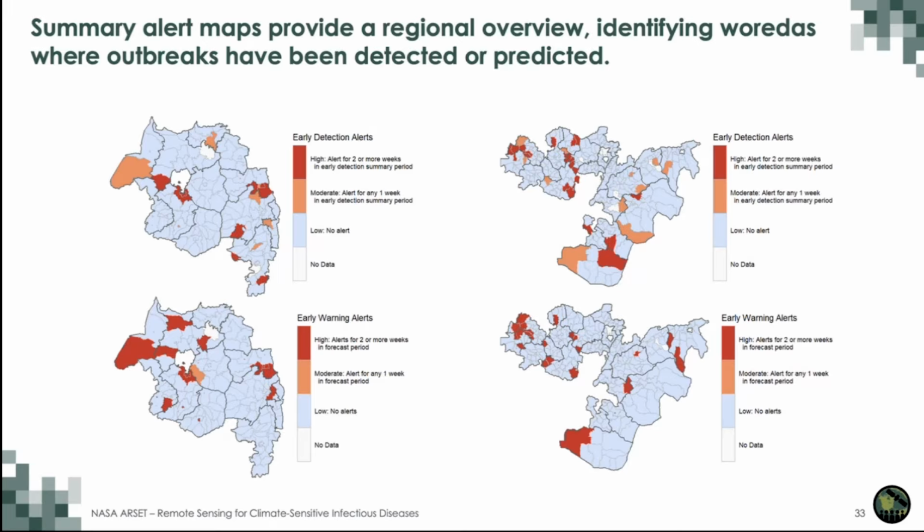Early detection is shorter term. That's actually looking at recent fluctuations in the case data and trying to look for anomalies in the case data that might signal the beginning of an epidemic. So with early detection, we have less lead time, but we have the potential to pick up on other types of epidemics that might not be weather or climate driven.